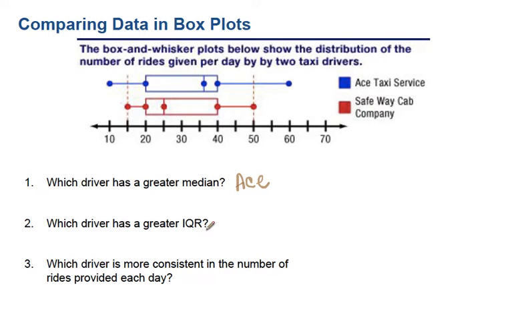Which driver has a greater IQR? Remember, that's from one edge of the box to the other. So 40 minus 20, that would be 20 for Ace, and 40 minus 20 is 20 for Safeway. So they're exactly the same. And which driver is more consistent? I want you to think about the range for this one. Which one's more compacted? If they're more compacted, that means that their rides all occur within that distance. So if you see Ace Taxi Service goes all the way from 10 to 60, it's quite spread out. But Safeway Cab is very condensed. So Safeway is going to be the more consistent.